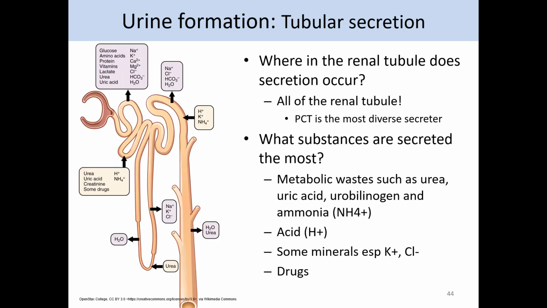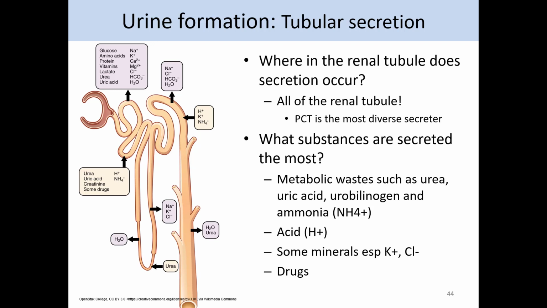Which parts of the renal tubule are involved with secretion? Just like with reabsorption, all parts of the renal tubule are involved. In this image here, the pale yellow boxes are representing substances that are being secreted. As you can see, the proximal convoluted tubule not only is our most diverse reabsorber, it's also the most diverse secretor.